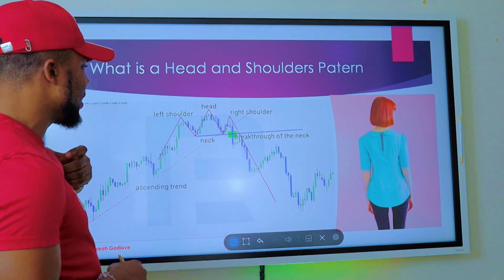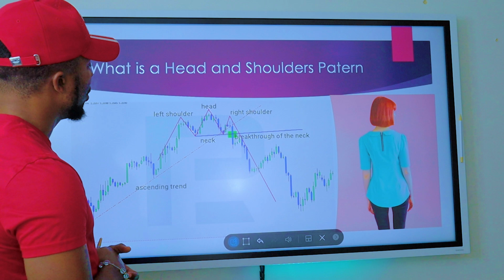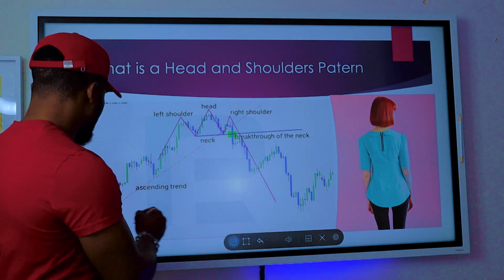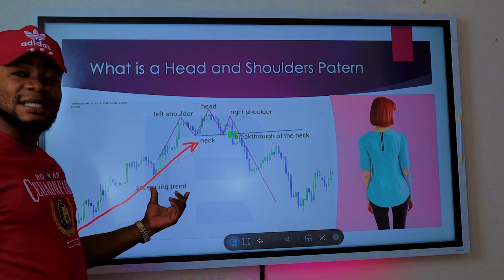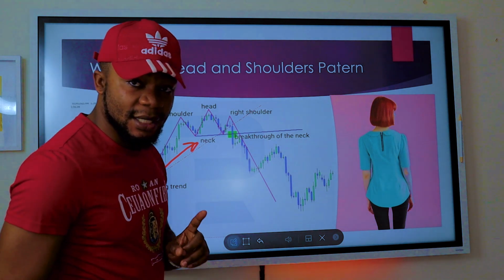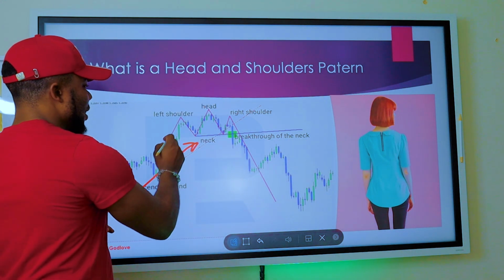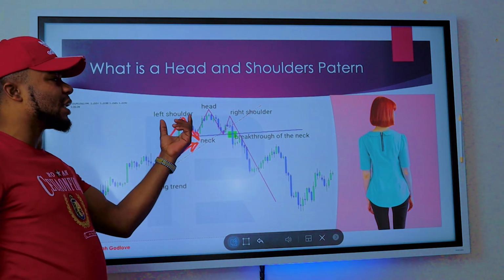So good. Let's start here to analyze, so that I can show you how you can come out with a head and shoulder pattern. You can see from here to here, the market is in an ascending trend, an uptrend. But at this particular level, you can see the market came somewhere here, then retraced back to this particular level and formed what we call the left shoulder.